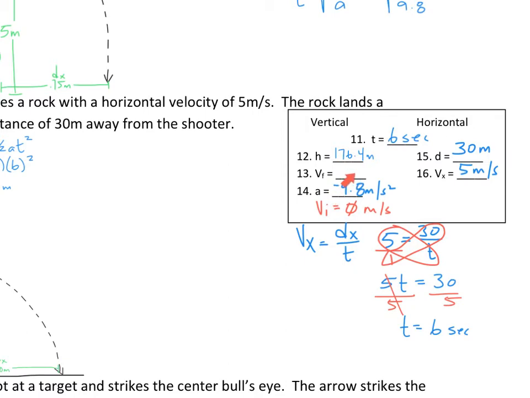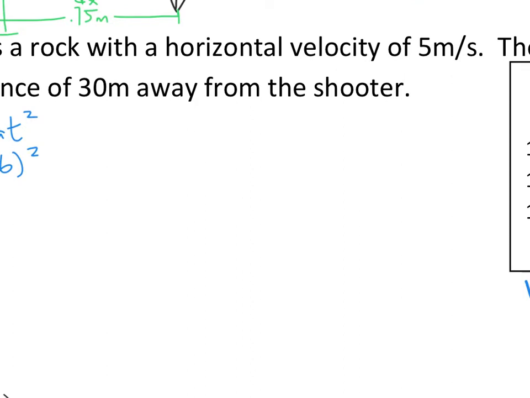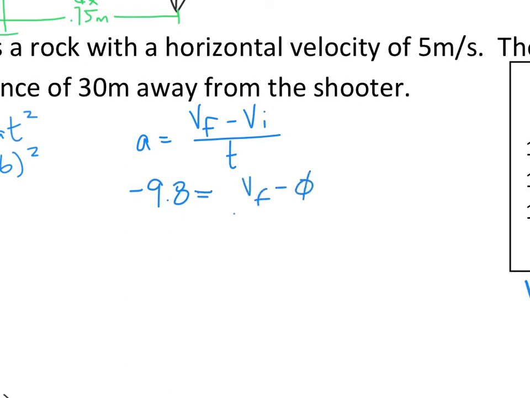I want to solve for VF, so I would use the equation A equals VF minus VI divided by T, where A is negative 9.8. VF is unknown, VI is 0, and time is 6. Well, if VF is subtracting 0, then VF is unaffected, so I can get rid of this. So VF over 6 equals negative 9.8.